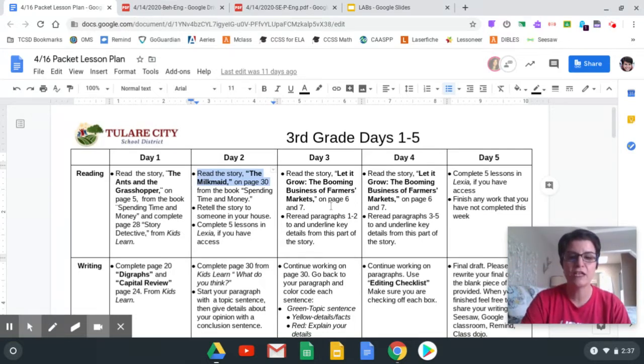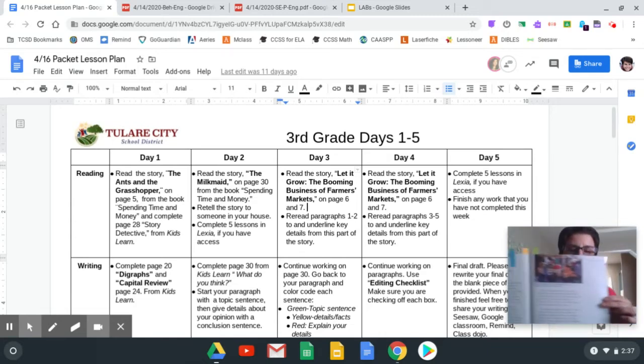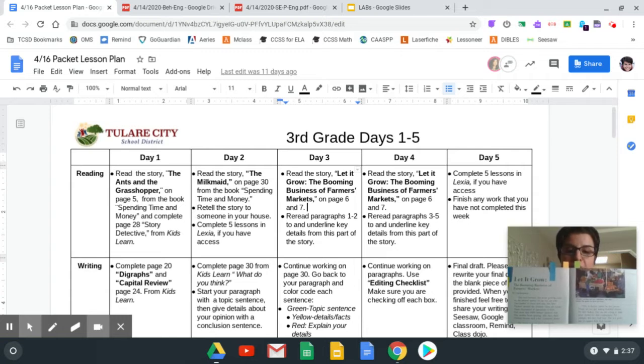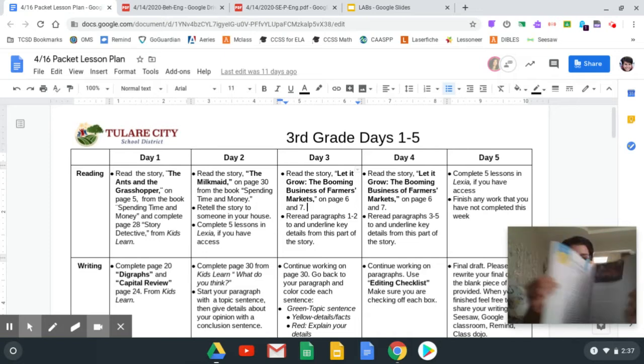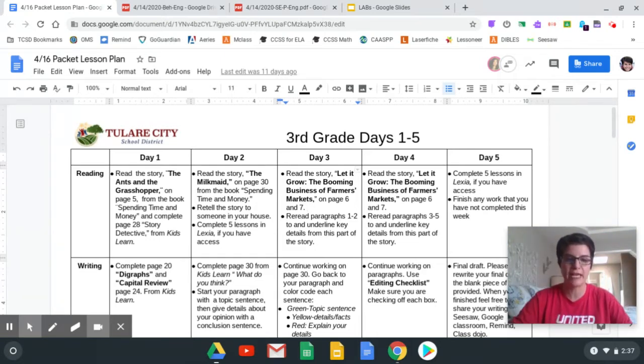Then on days 3 and 4, you're going to be focusing on the same story. You will notice right here, and on day 4, the story is the same: Let It Grow, the booming business of farmers markets. And we told you that that is on pages 6 and 7. You're going to be using this story for 2 days. You will notice that we told you on day 3 which paragraphs to read, and on day 4 which paragraphs to read. You're not going to read the whole thing, or at least annotate the whole thing all in one day. We broke it up for you because you have other things to do. So make sure you pay attention to that.